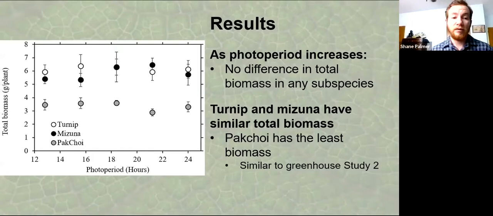What was similar was that turnip and mizuna had about the same biomass, while pak choi had the least biomass. If you recall from the greenhouse study, study 2 that I just went over, pak choi also had the least biomass. So the patterns in terms of how they compare to one another are still there. Pak choi is still coming in last when it comes to biomass, and turnip and mizuna are more similar to one another.